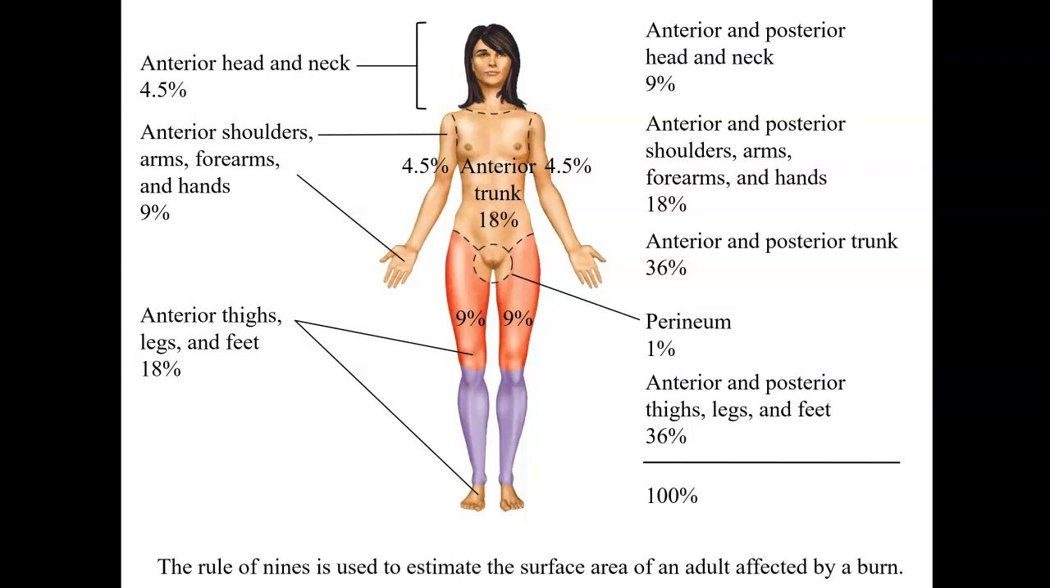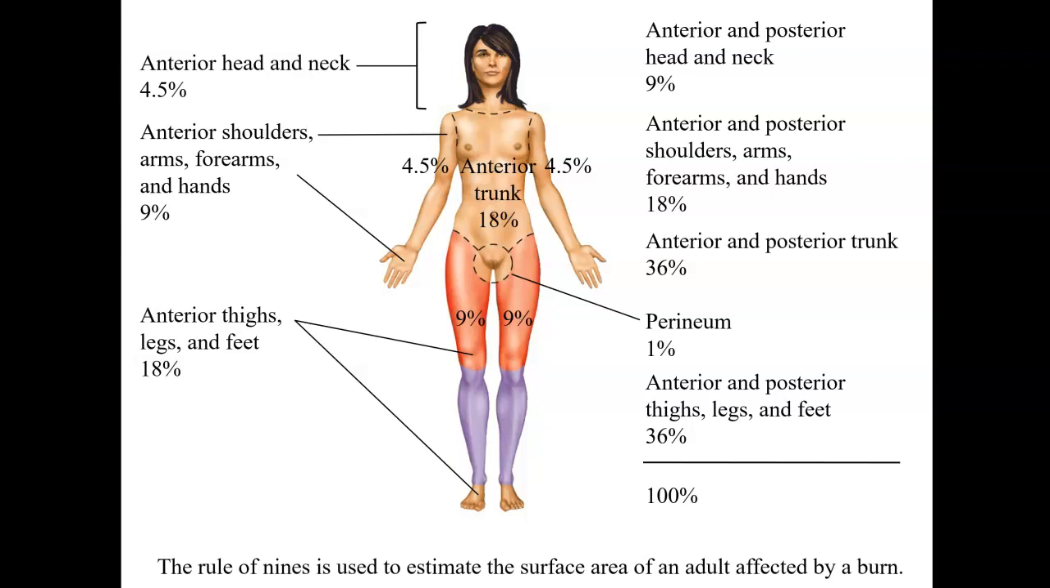You need to know that this is called the rule of nines. And so looking at the head is going to be 9% total. The anterior head and neck, which is going to be the front part, is going to be 4.5%. And then the back of the head is going to be the other 4.5%, coming up with your total of 9%. Coming down to the trunk of the body. The trunk of the body is going to be 36% total. Out of that 36%, the front trunk of the body is going to be 18, and then the back trunk of the body is 18.